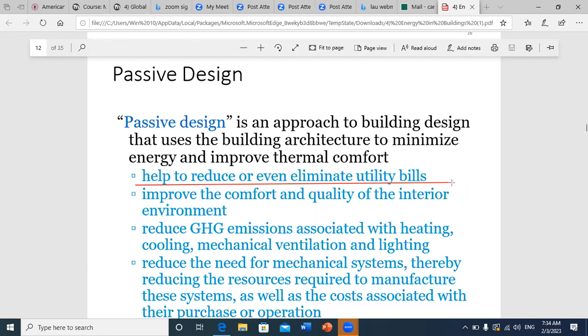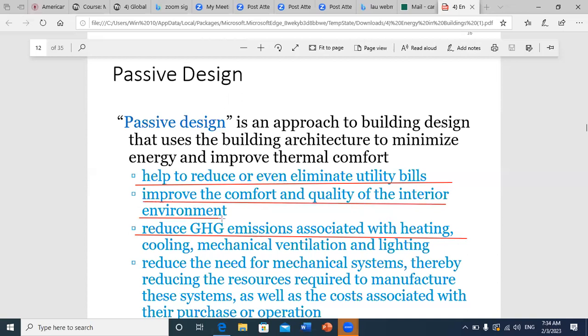It will improve the comfort and quality of the interior environment. It will reduce, so on the environmental effect also, it's very interesting because it will reduce greenhouse gases emission associated with heating, cooling, mechanical ventilation, and lighting. On the social level, it will improve the comfort and quality of the interior environment. So you can see here that all aspects, economical, social, and environmental, are tackled when doing the design.